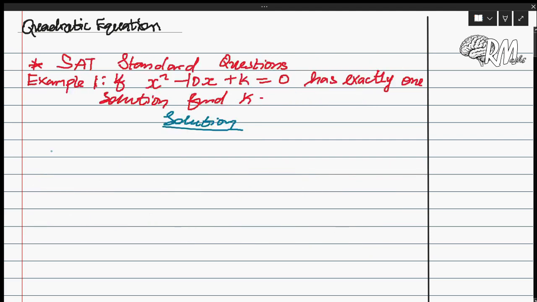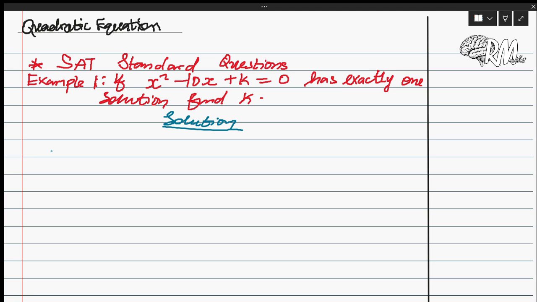Now for SAT standard questions under quadratic equation, we have example 1, which says: if x squared minus 10x plus k equals 0 and it has exactly one solution, find k. Now this question is a little bit confusing because they did not give us one root, but they gave us one condition which says it has exactly one solution.